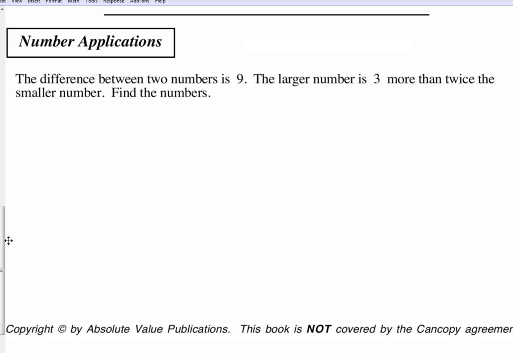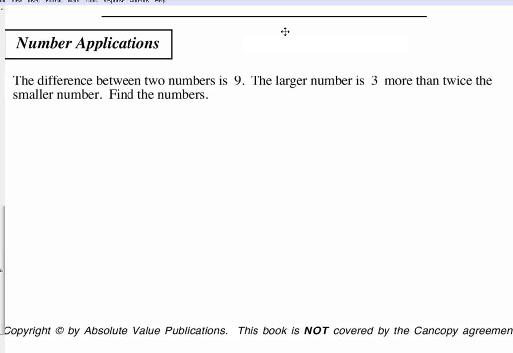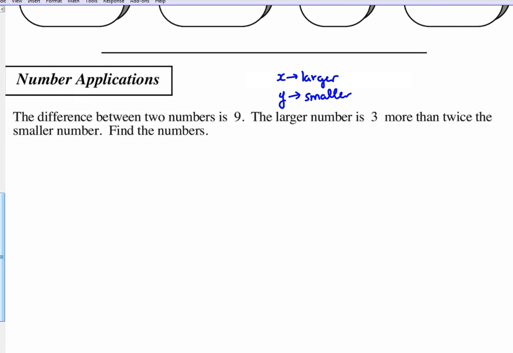For the sake of consistency, can we all make x the larger and y the smaller? You could have used L and S. Usually, each sentence is its own equation. Not always, but often it is. So the difference between 2 numbers is 9, period. Is that its own equation?